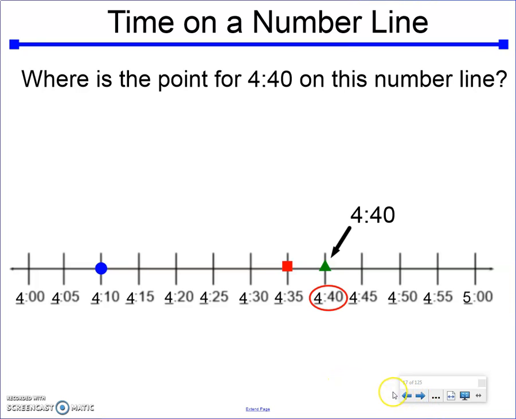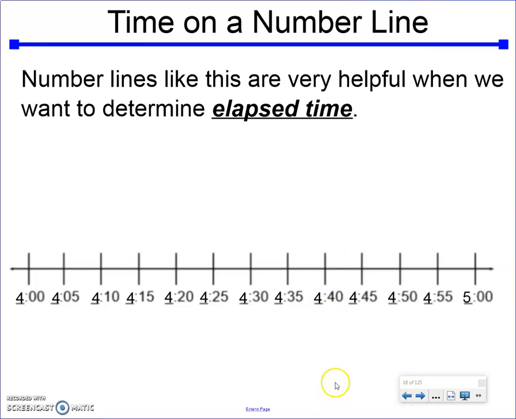You're right. The point for 4:40 is at the green triangle. The green triangle is representing 4:40. It's easy to see that that green triangle is the point at 4:40 because 4:40 is labeled. One of the tick marks is for the time 4:40 on this number line. Number lines like this are very helpful when we want to determine elapsed time.